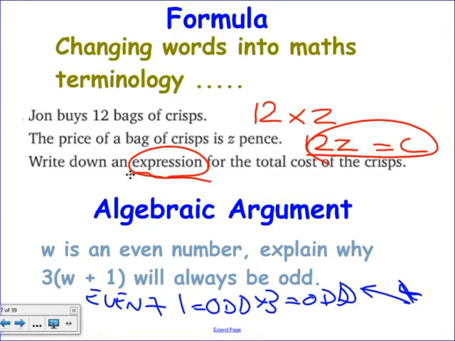Sorry? I don't understand what the W is. That's called a variable in maths, and you use a variable when you haven't got a value for a number. Here it tells you W is an even number. So you can put 2 in there, 4, 6, 8 and so on.